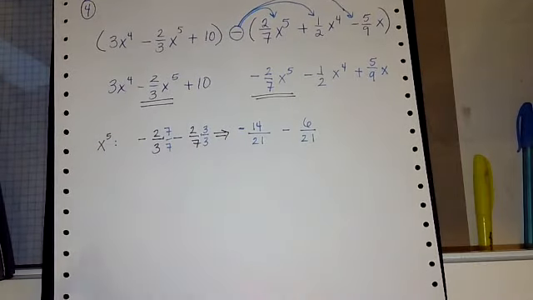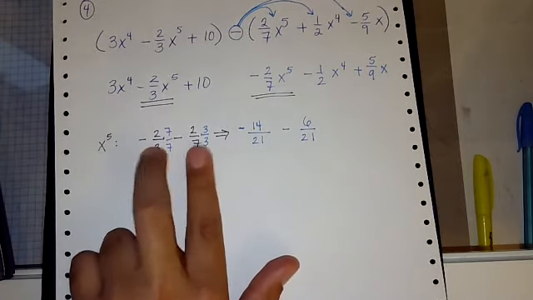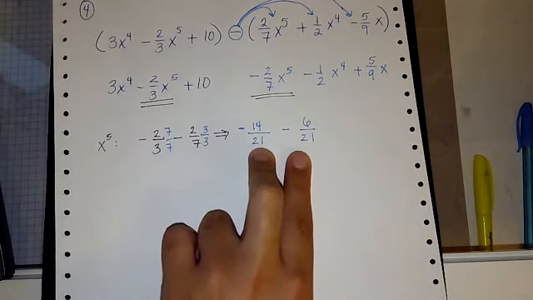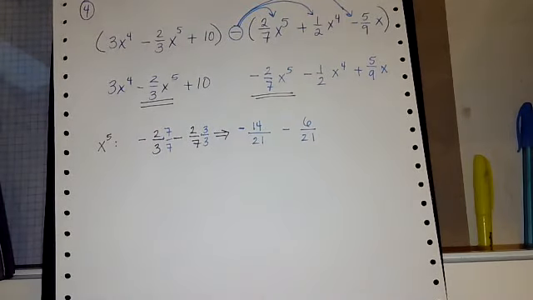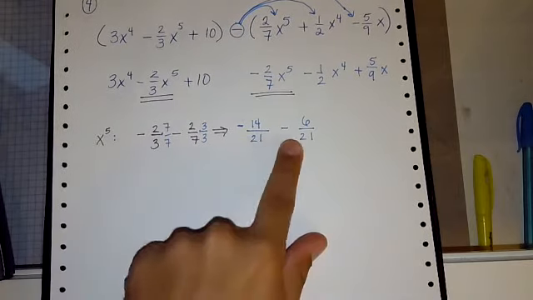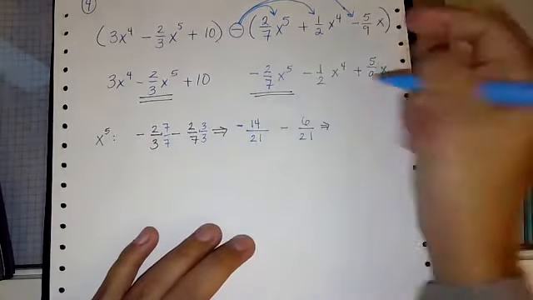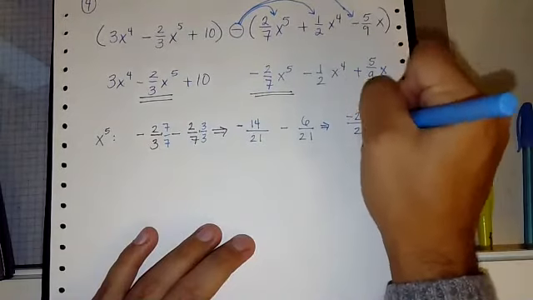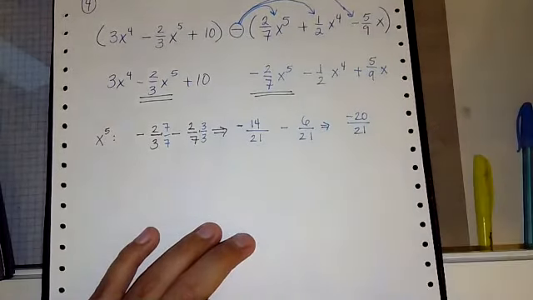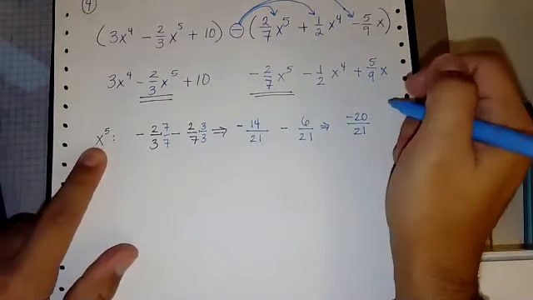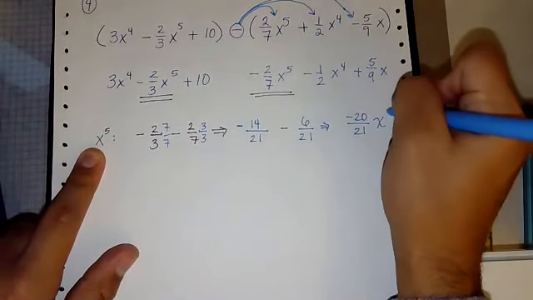Does anybody have any questions about this process here? I didn't really explain a whole lot of how I knew the LCD would be 21, but it's essentially because the original denominators here, when you multiply them, you get 21. Then we can go ahead and subtract these numbers, and we should get -20 over 21. And unfortunately, that doesn't simplify. So the term we're really going to be looking at is this times x to the 5th power.